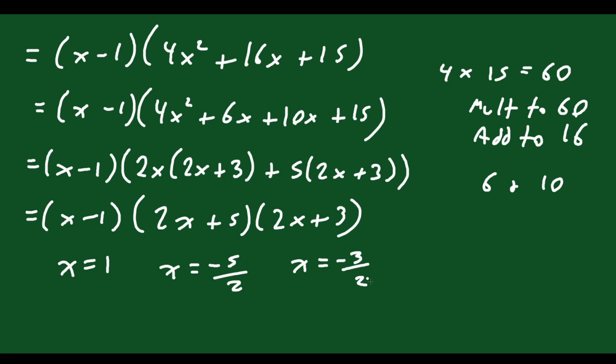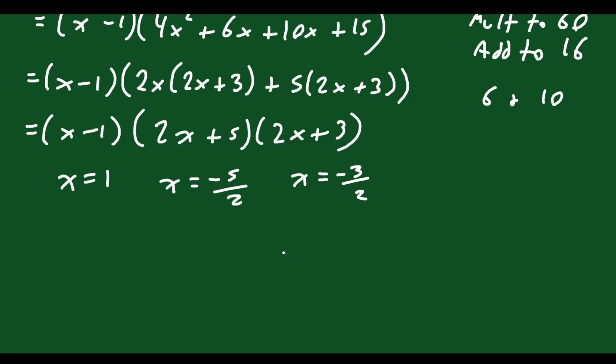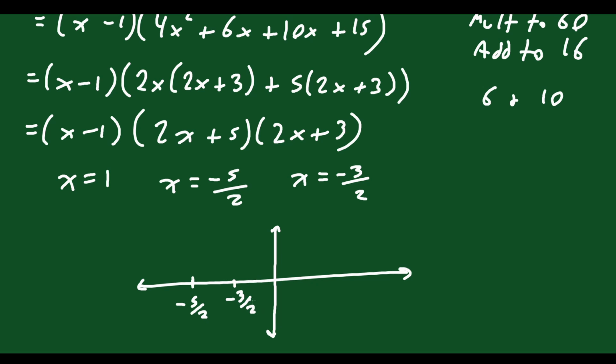So with all those points, we can go ahead and plot what we got. So over here, negative 5 over 2, that's like negative 2.5, right? Negative 3 over 2, that's negative 1.5. And then you have positive 1. So you got these 3 roots just like that. It's a positive, right? Because the number on the front was positive 4. So it's going to be going up over here.